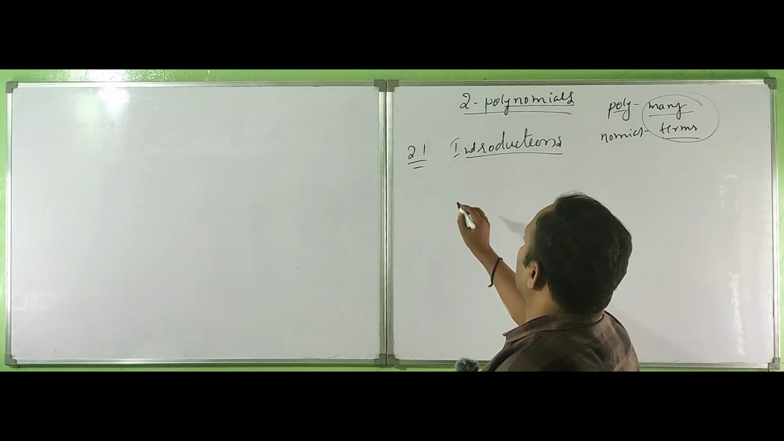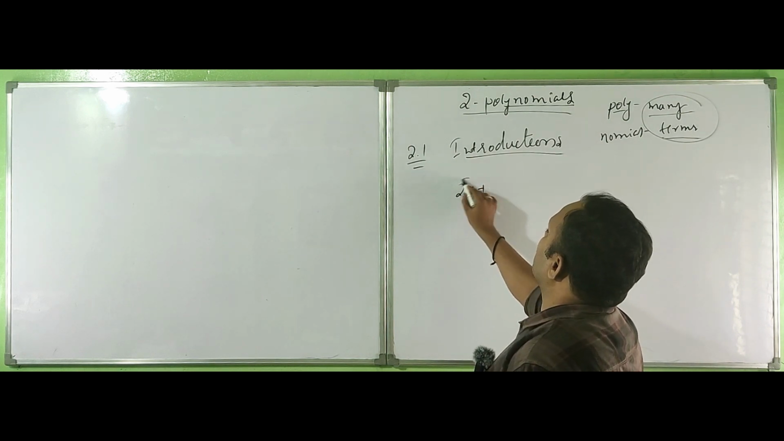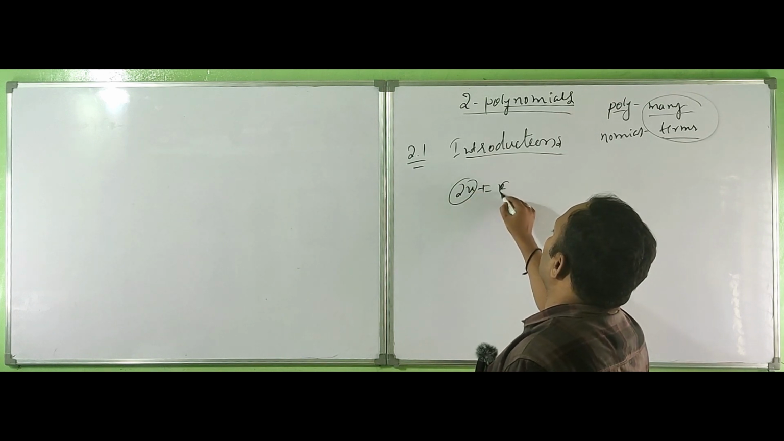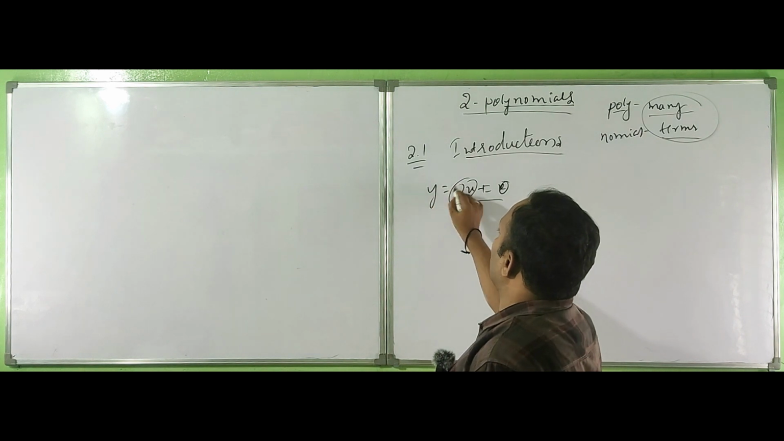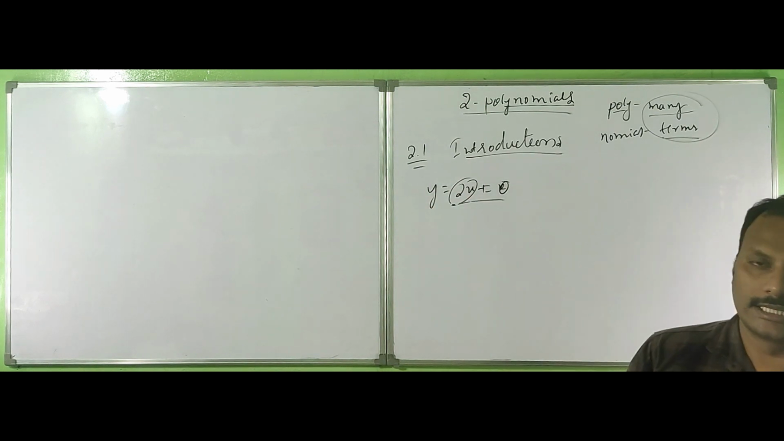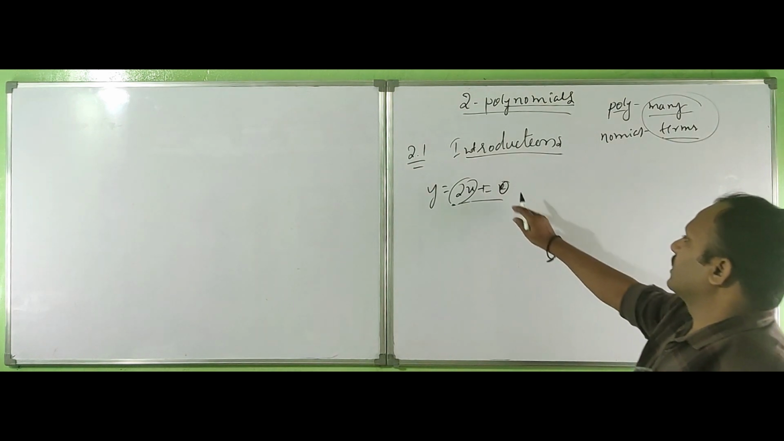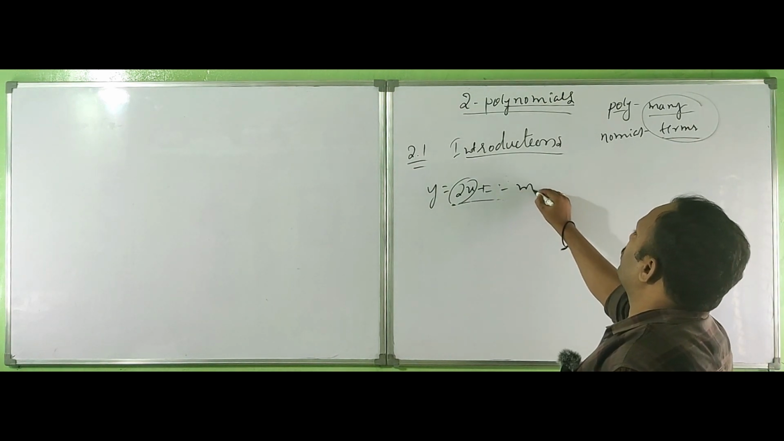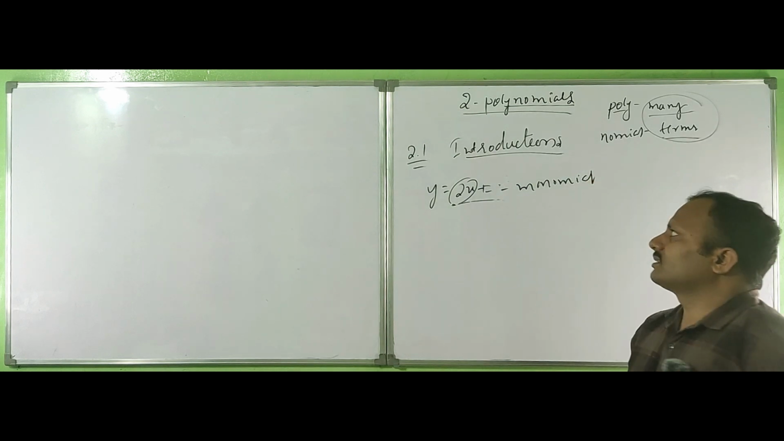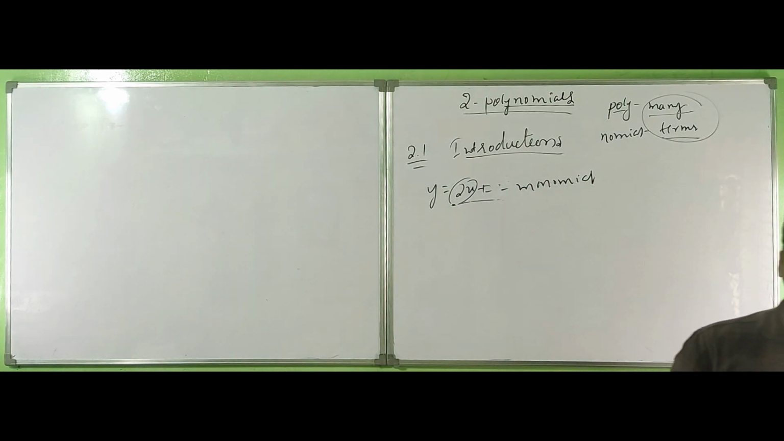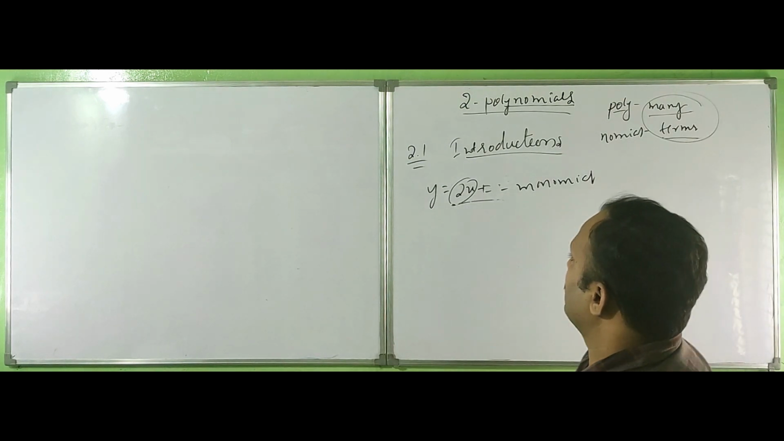Polynomial equation, okay, like 2x equal to 0, a single term. You can also write y equals 2x, a single term. You can call it a monomial, okay. Based on the terms and the degrees, you have different kinds of polynomials.